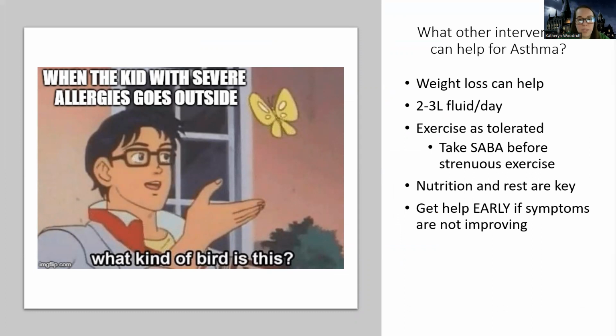So what other interventions can help for asthma? If they're overweight, weight loss can help. 2 to 3 liters of fluid a day. Thinning those secretions is key because it'll help, if nothing else, with airway clearance if they are having an attack. Exercise is tolerated, and like I mentioned, for me it was a trigger, but in general, it's great to take a SABA, especially before strenuous exercise. Good nutrition and rest are key, and getting help early if symptoms are not improving.